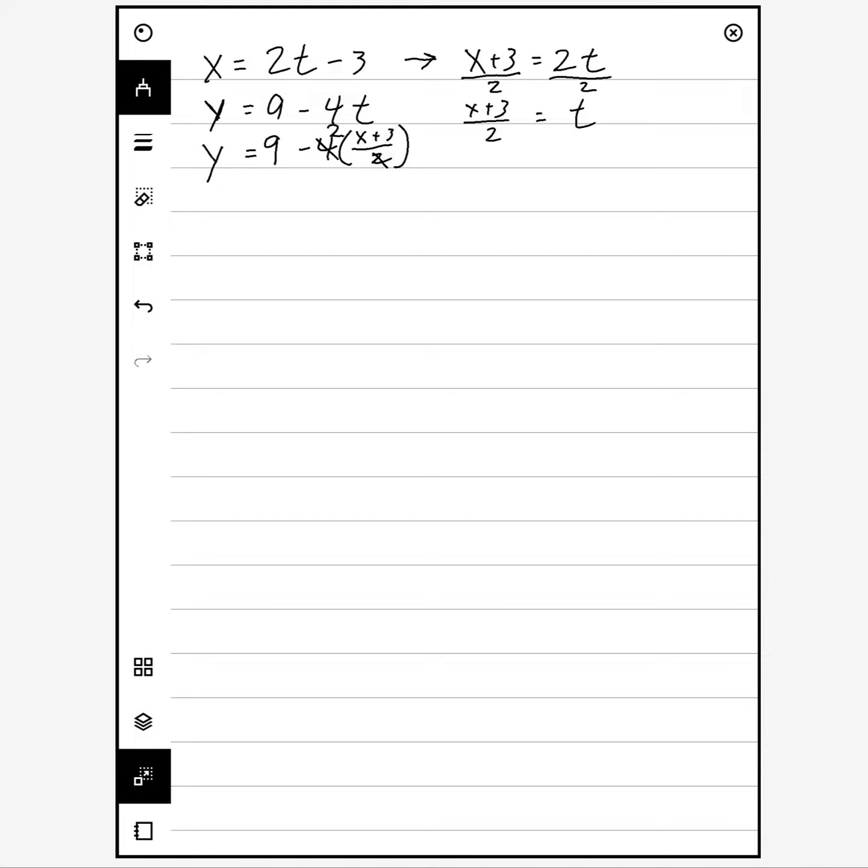And then if I distribute the 2 into here, I get minus 2x, plus minus 2 times 3, which is negative 6. So I'm going to get y is equal to 9 minus 2x minus 6. And then let's combine the 6 and the 9, and I get 3 minus 2x. And then let's write the final answer. Y is equal to, but let's put in the x first. Let's do y is equal to negative 2x plus 3. And there you go. That is a rectangular equation.